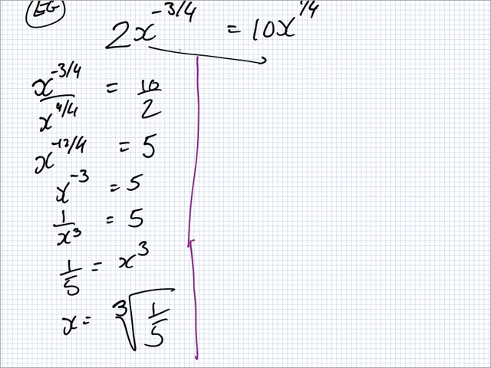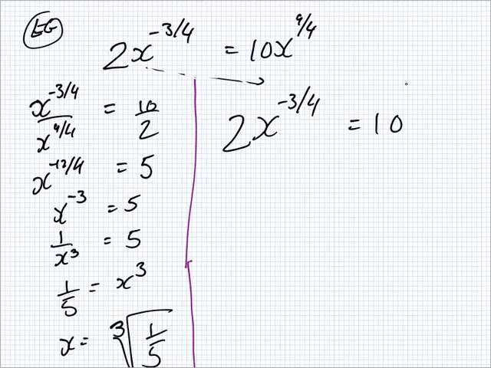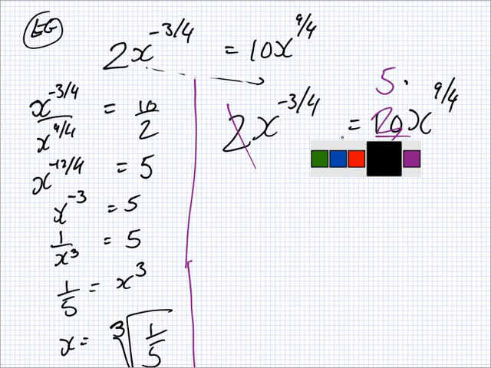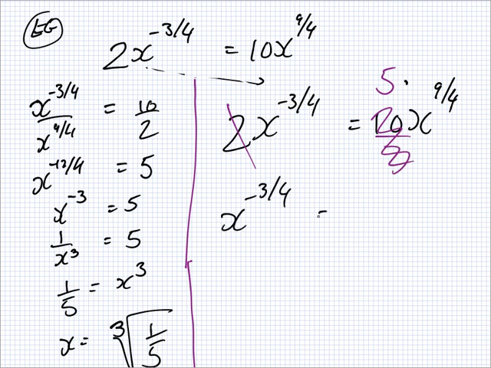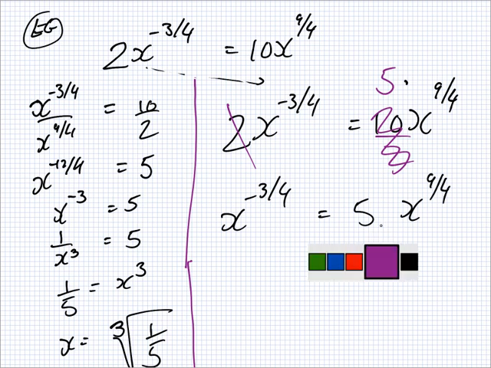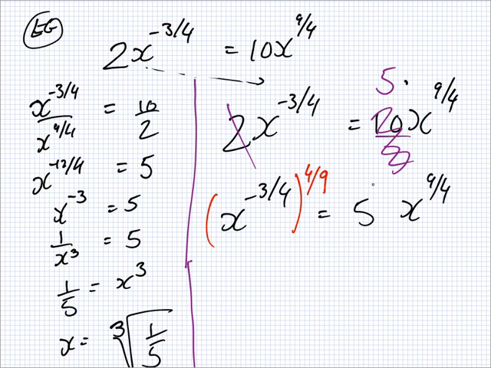Right. But I said there's another way to do it, which is nearly the same, but a little bit different. So you have 2x to the minus 3/4 equals 10x to the 9/4. The first thing I'll do is divide by 2. So at least that one is now 5. So I have x to the minus 3/4 equals 5x to the 9/4. Now, next I'll put both to the power of 4/9. I'll put everything to the 4/9.